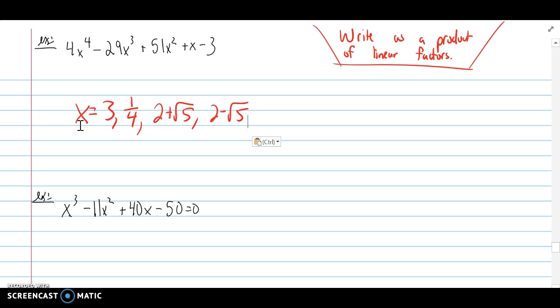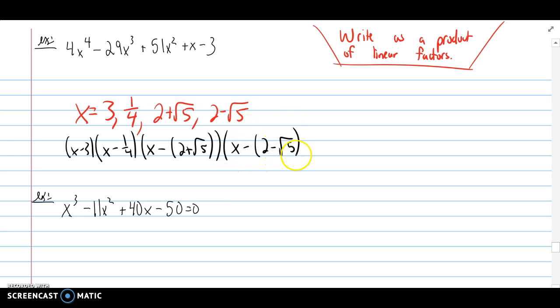And here they are. So these are the roots. The directions this time are different as I'm asking you to write this as a product of linear factors, meaning if we were to factor this one all out, it would be x minus 3, x minus 1/4, x minus 2 plus the square root of 5, and x minus 2 minus the square root of 5. So here it is as a product of linear factors.